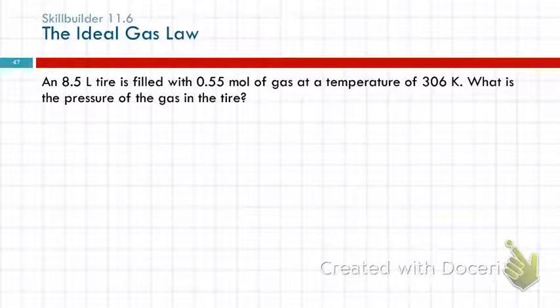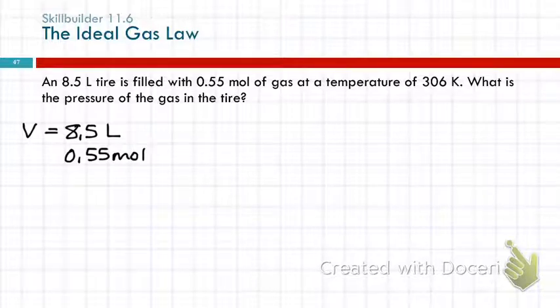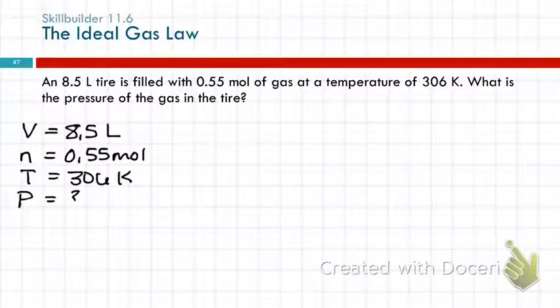So you can make the table or you can just label the numbers. So I'll try that for this problem. So 8.5 liters. What is that? That's a volume. The unit tells us that, if nothing else. 0.55 moles of gas. That's n. And 306 Kelvin. Whoops, that's the temperature, T. What's the pressure, it says? Well, pressure equals question mark. We don't know.